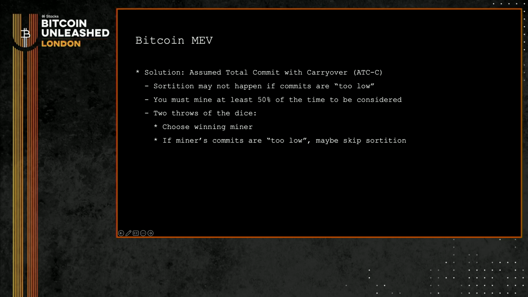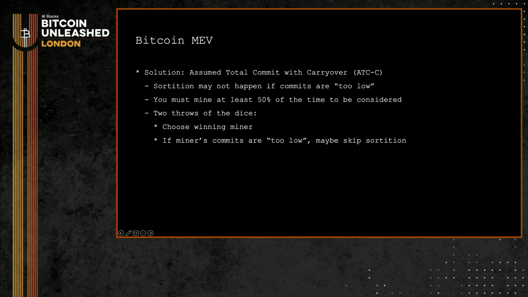So the way in which we stop this is we use a new type of weight function for the sortition algorithm called assumed total commit with carryover, or ATC-C. The key ideas are that even if you win sortition, even if you're the only miner, sortition might not even happen anyway if the total commits in that block are, quote-unquote, too low.